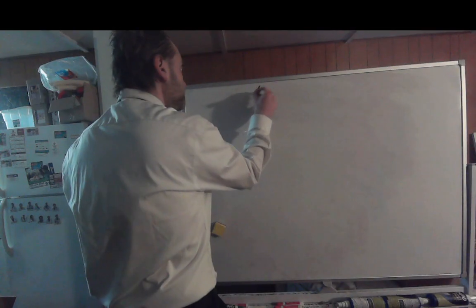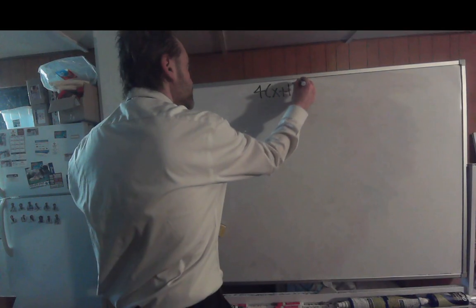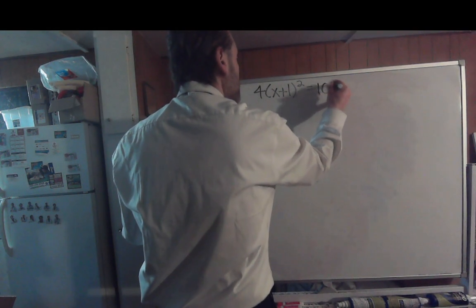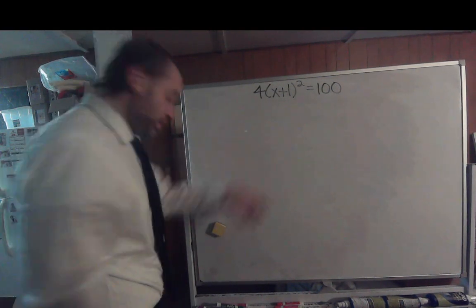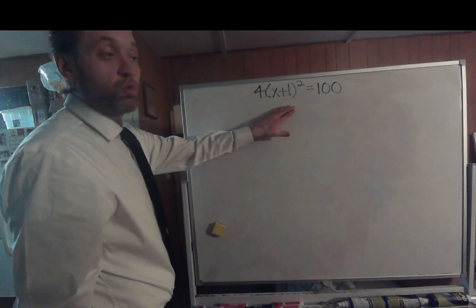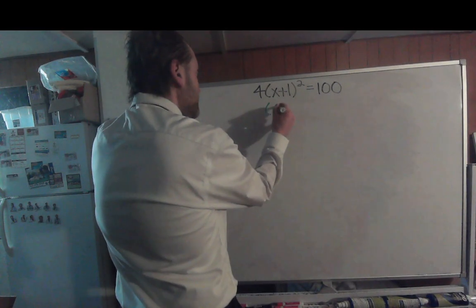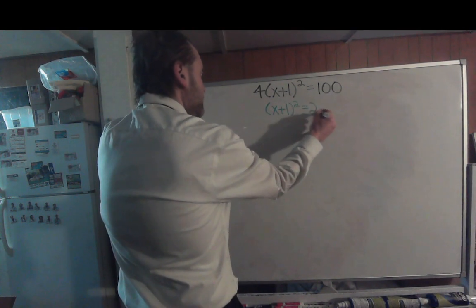All right, so let's see. 4 times the quantity of x plus 1 squared is going to equal 100. So 4 times the quantity of x plus 1 squared equals 100. Well, I would suggest we just get that x plus 1 squared by itself, so divide both sides by 4. You'd end up getting x plus 1 squared would equal 25.